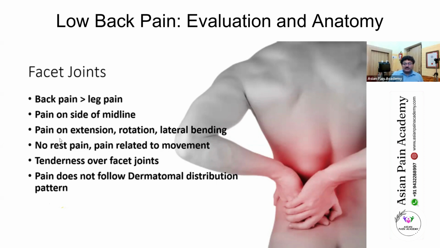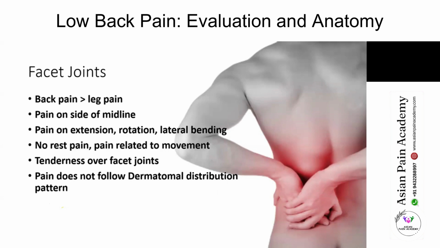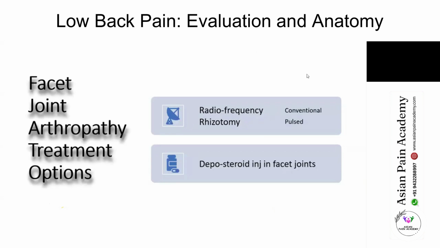Usually there is no rest pain, only pain related to movement. There is tenderness over the facet joints, and the pain doesn't show a dermatomal distribution pattern. So in which disorder will the pain show the dermatomal distribution pattern? Radiculopathy, very simple.